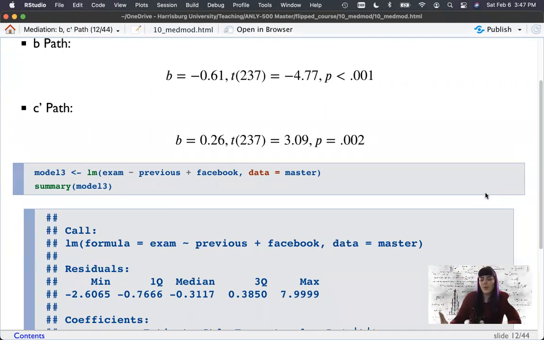So all the other parts of mediation are sort of there. C is significant, A is significant, B is significant or important, or however you want to think about that. Now, is that change important?